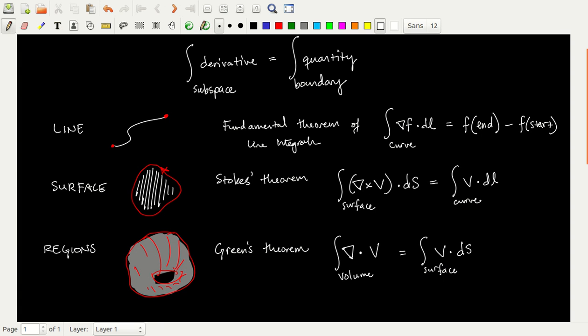Again, in all of these, the common theme is that you trade a derivative in the integrand for a simpler thing that you're integrating over. So you trade a derivative for a boundary.